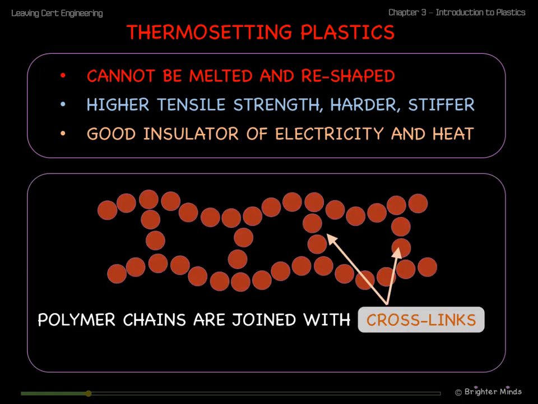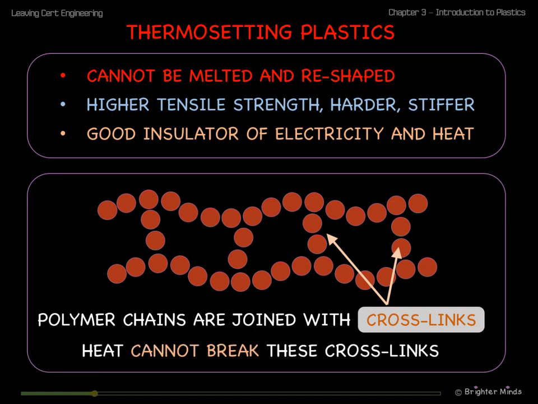The polymer chains in a thermoset are bonded together with cross-links to create a large, strong, interlinked network. Heat cannot break these strong cross-links. The polymer chains can't flow over each other when heated to create new shapes. Their shape is set once they are made. This is why they are called thermosets.